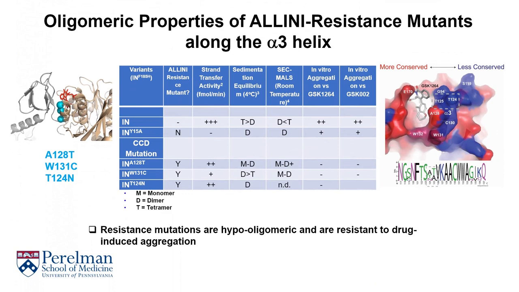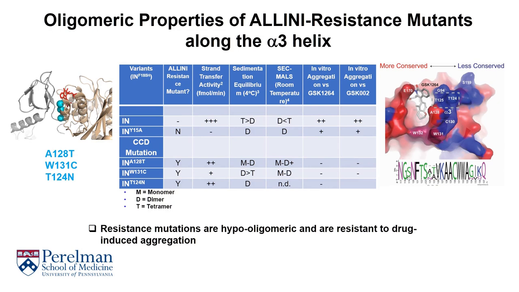Of particular interest are the resistance mutations that arise on the alpha-3 helix of the catalytic core domain: A128T, W131C, and T124N. Positions 124 or 125 are naturally polymorphic among the thousands of isolates of HIV currently cataloged at the Los Alamos database. These sites are shown in blue on the surface of the drug site on the rightmost panel. Indeed, all of the mutations along this interface confer measurable changes in the oligomerization and drug sensitivity, which illuminates an important drug discovery consideration when screening for new compounds against isolates of HIV in the general population.